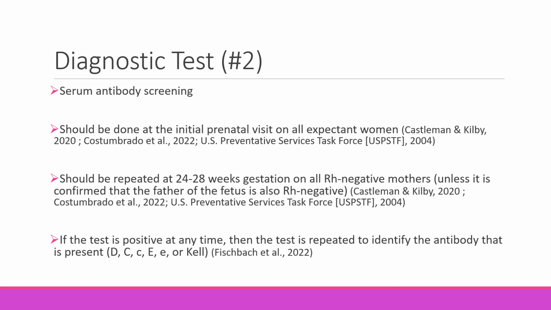Another diagnostic test is a serum antibody screening. This should be done at the initial prenatal visit on all expectant women, and it should be repeated at 24 to 28 weeks gestation on all Rh negative mothers, unless it's been confirmed that the father of the fetus is also Rh negative. If the test is positive at any time, then the test is to be repeated to identify the antibody that is present. And it can be D, big C, little e, or Kell.